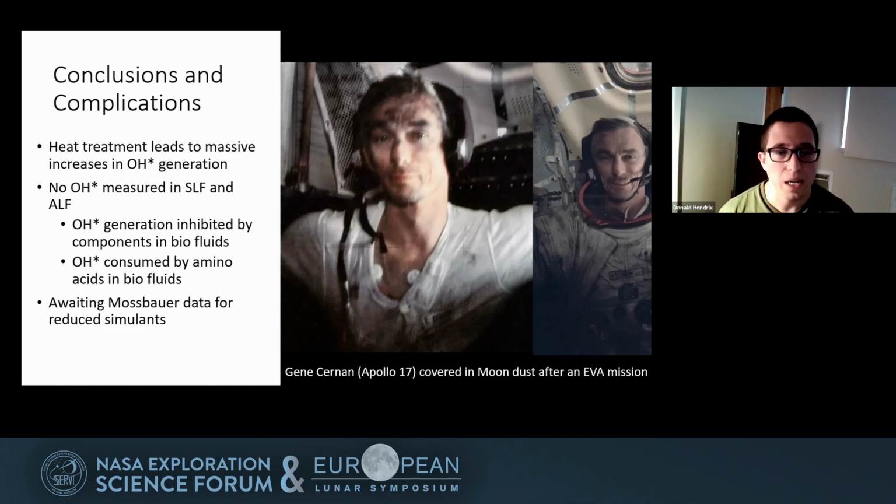And currently we are awaiting Mossbauer data for reduced simulants, and that will give us a much better idea of how much metallic iron we have in our samples compared to actual lunar samples. And with that, I'll take any questions.